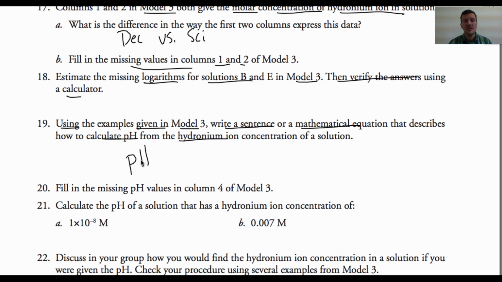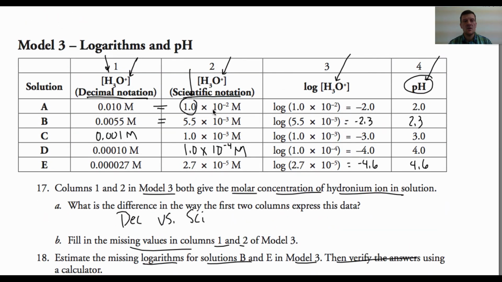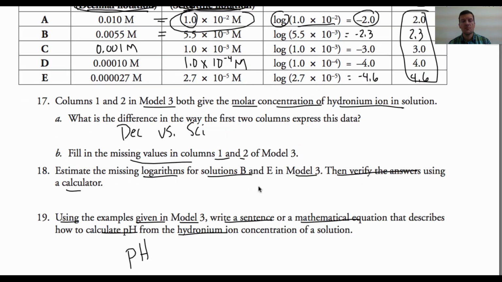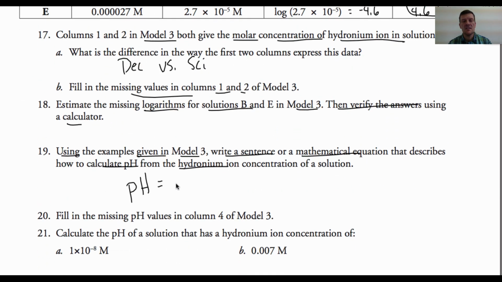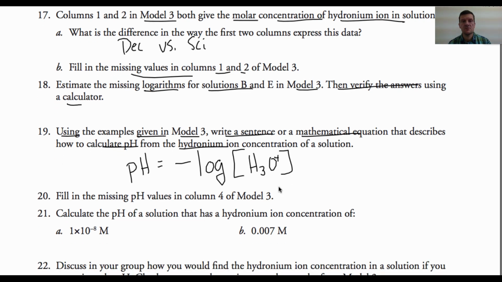So pH, let's look at the process that we went through here. We took the concentration of hydronium ions. It doesn't matter which form you use. You can use decimal or scientific, doesn't matter. But you take the log of that concentration, you're going to get a value, but it'd be nice if that value wasn't negative, so we take the opposite of that in order to get the pH. So pH is the opposite, or the negative log, of the concentration of the hydronium ions. That's how you find the pH of a solution.